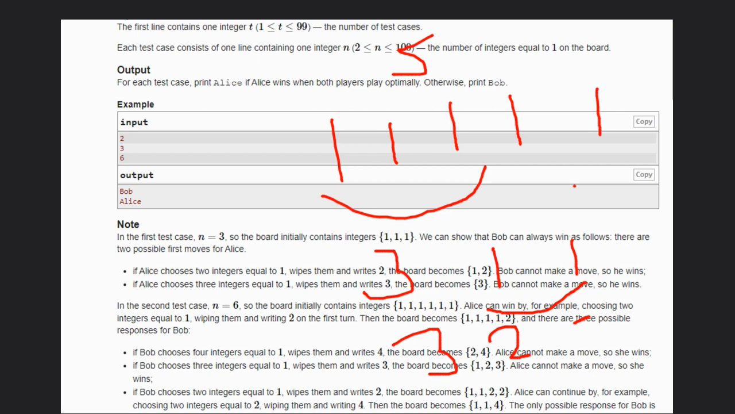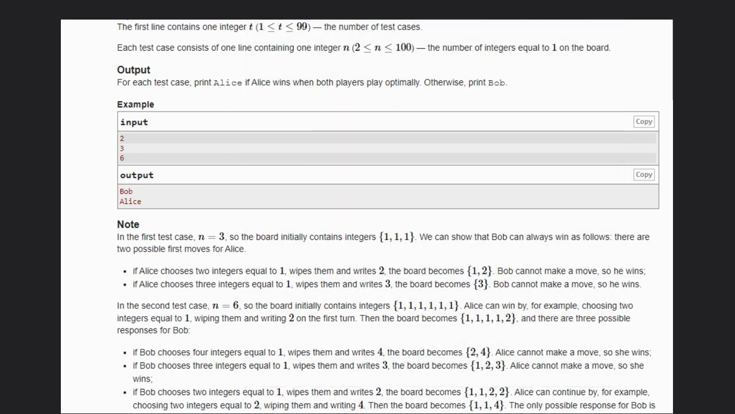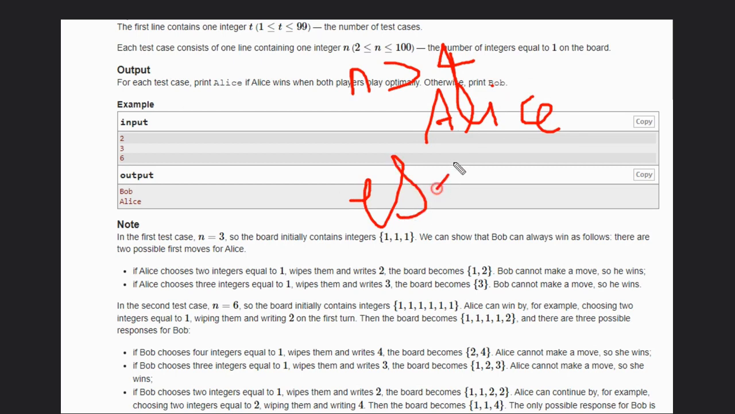So that means we have a clear cut solution here: if n is greater than 4, Alice wins, else Bob wins.